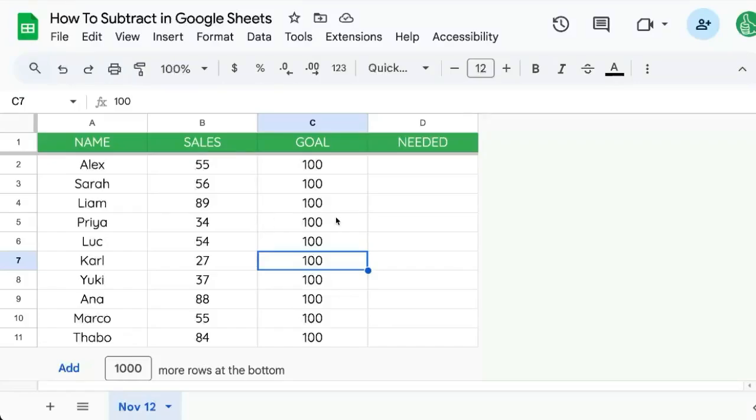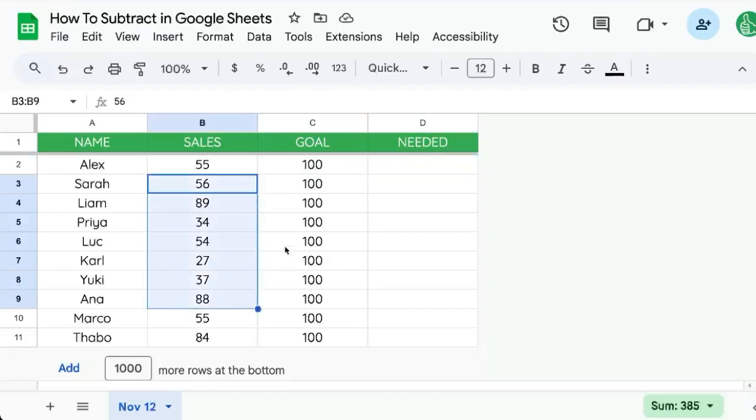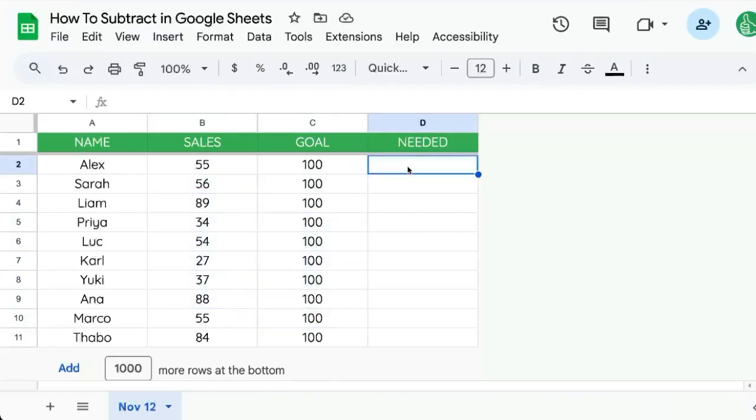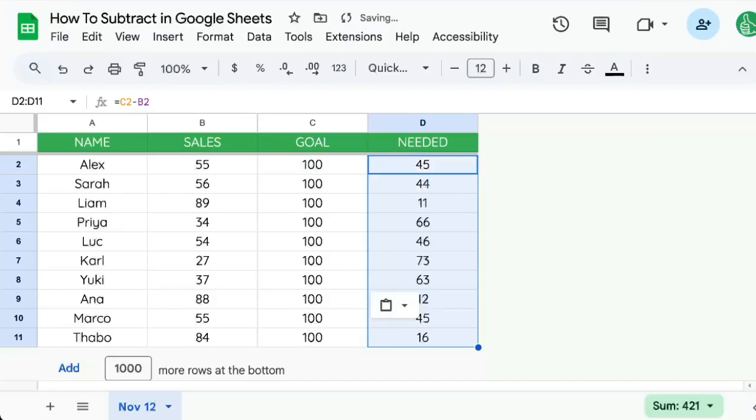You're going to learn a very little known way how to subtract in Google Sheets. Here we have our sales and our goals, and we need to know how far away we are from our goal. We can do equals goal minus, with the hyphen sign, and we get a number. And we can totally click and drag that all the way down, or copy paste it all the way down.